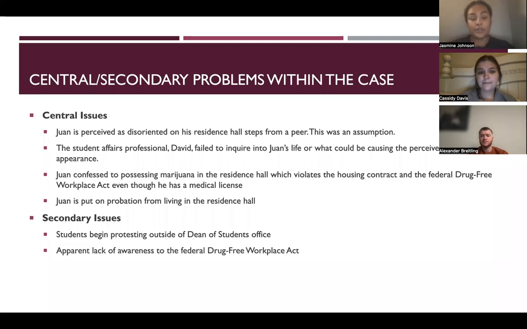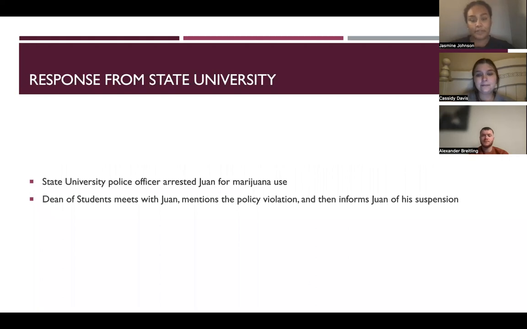The secondary issues are that students begin protesting outside of the dean of students' office, and there is an apparent lack of awareness of the Federal Drug-Free Workplace Act. The response from State University was that a State University police officer arrested Juan for marijuana use, and the dean of students met with Juan, mentioned the policy violation, and then informed Juan of his suspension.